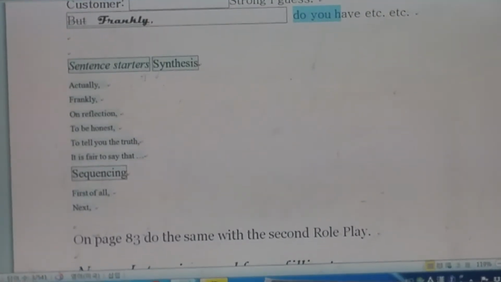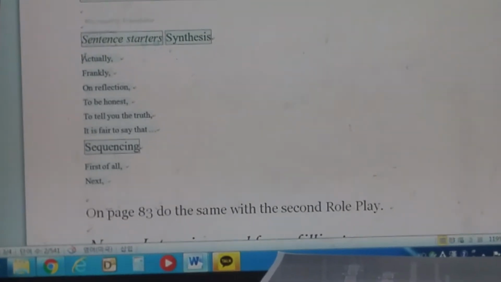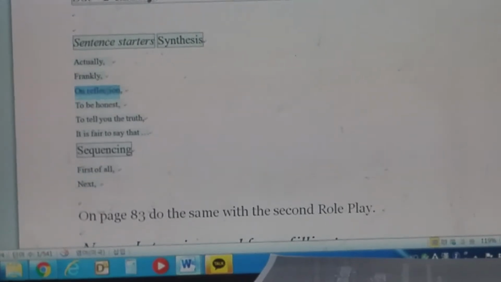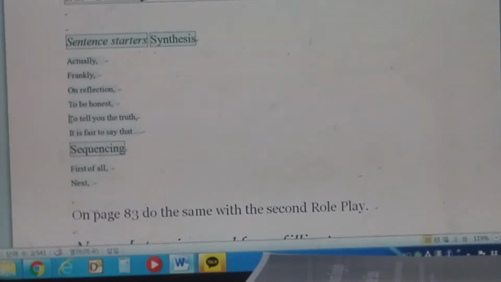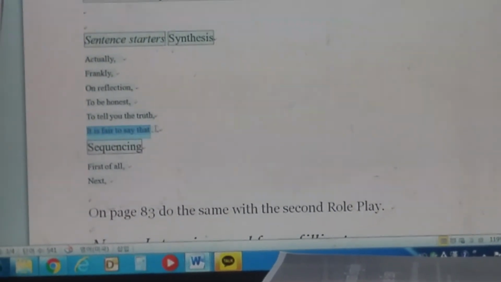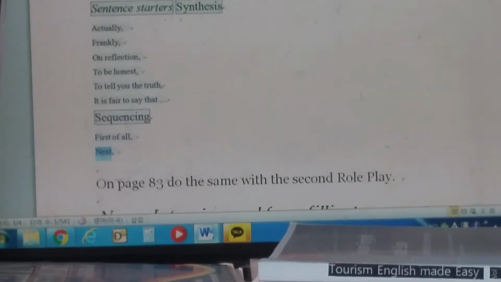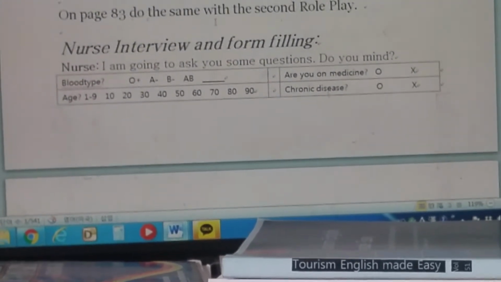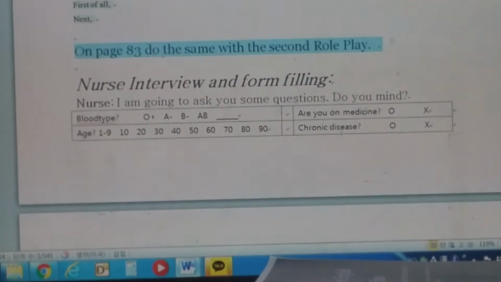And then here are the sentence starters for the well. Instead of well, you say what? I already said, actually, frankly. Instead of well, you say on reflection. Instead of well, you say to be honest. Instead of well, you say to tell you the truth. Instead of well, you say it is fair to say. Okay? First of all, next, and so on. All right, and then on page 83, you do the same. There is a second one on page 83. You do that role play too.